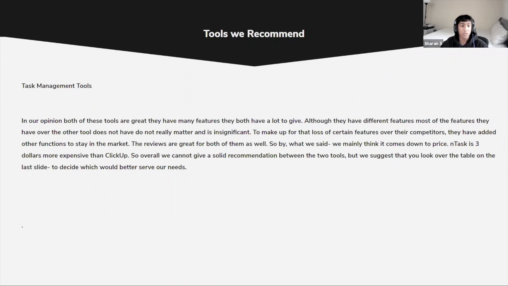So, by what we said, we mainly think it comes down to price. EndTask is $3 more expensive than ClickUp. So overall, we cannot give a solid recommendation between the two tools, but we suggest that you look over the table on the last slide to decide which would better serve our needs.